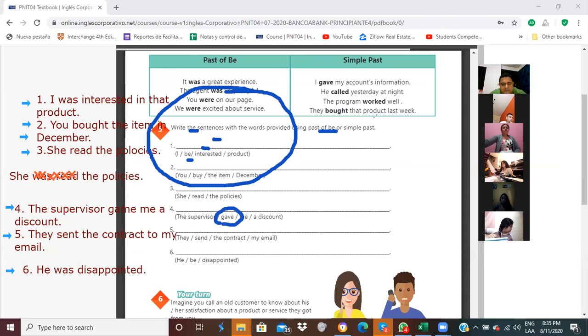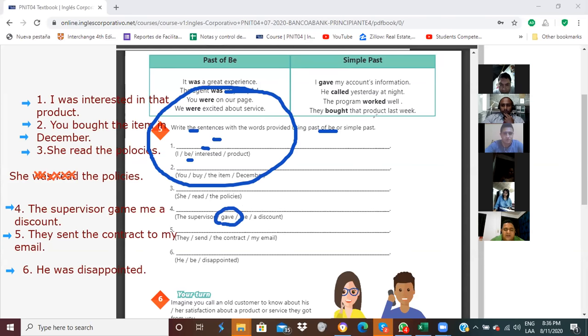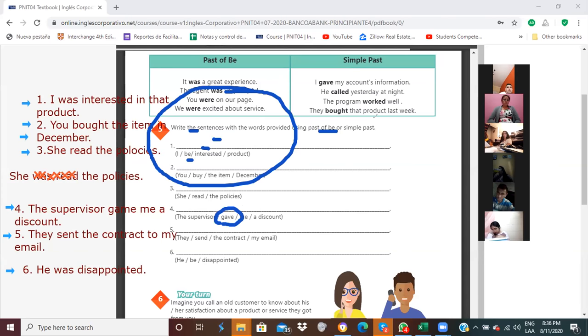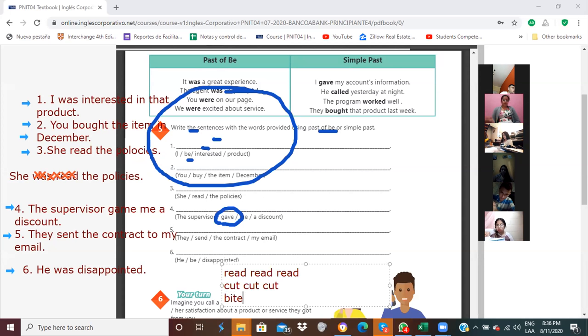Marvin? Sí, hay algunos verbos irregulares que en lo personal me confunden porque se escriben exactamente igual en pasado. That is correct. For example, let me give you an example. What is the simple present? Read. And past participle, read. Or cut. Cut. Simple past, past participle. Meet. And that would be bite. Bit. Hit. Golpear. Hit. That's right. That is correct. You got to be careful with that.